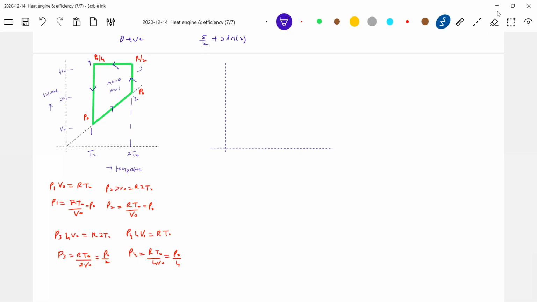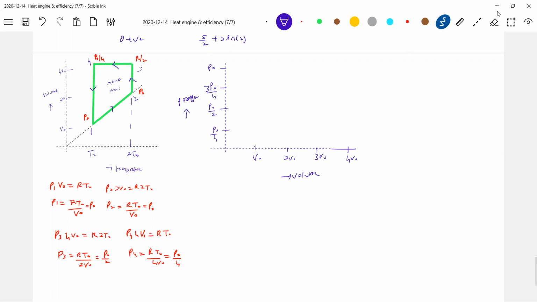Pressures are P naught by 4. Maximum pressure is P naught, no? P naught by 2, 3 P naught by 2, 3 P naught by 4 it is, P naught by 2, P naught by 4. There's the pressure. Volumes are V naught, 2 V naught, 4 V naught. So V naught, 2 V naught, 3 V naught. Though 3 V naught is not there, for scale purpose, I'm writing it.